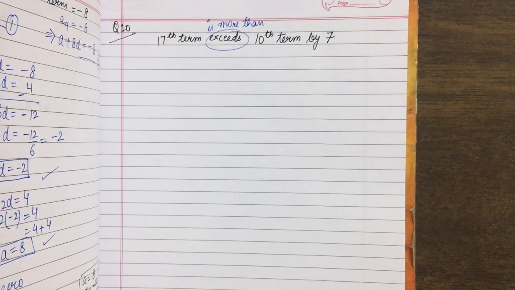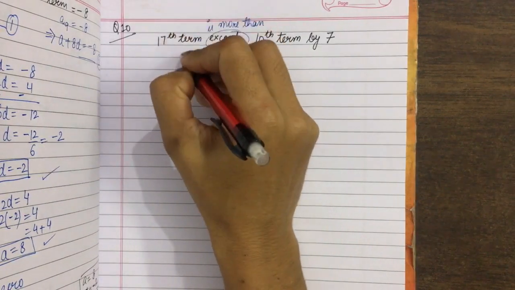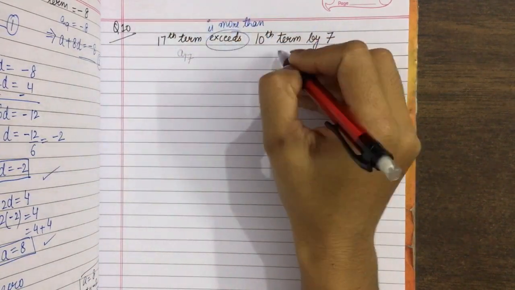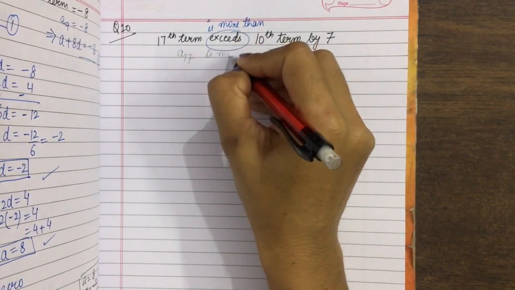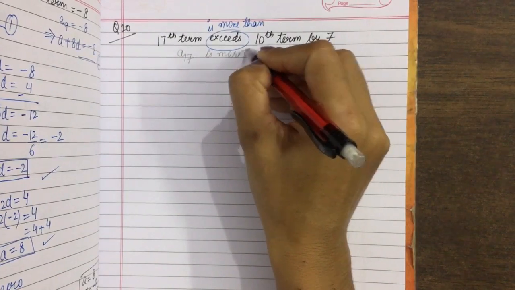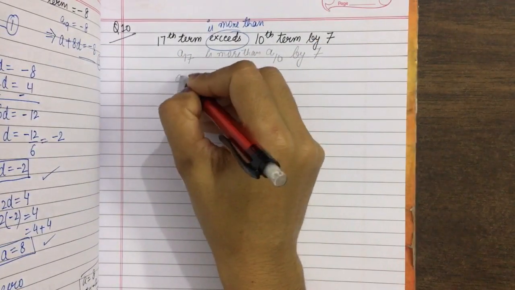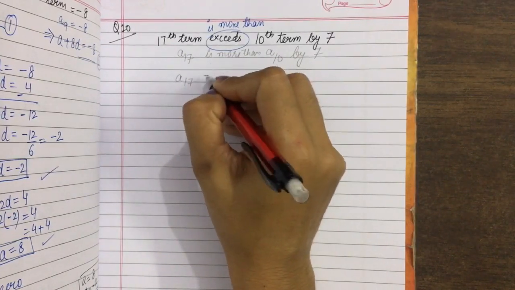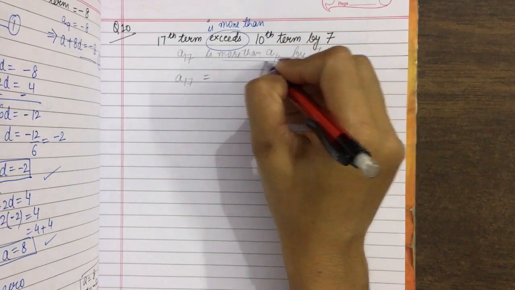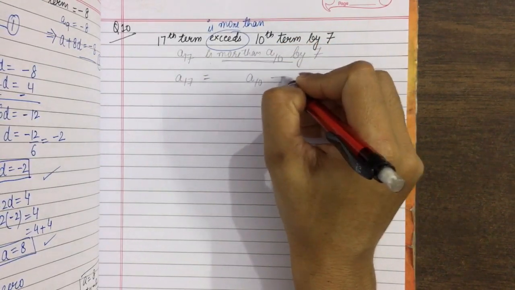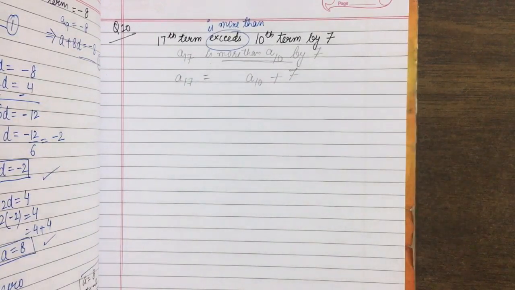Let's first put the terms in their forms of general representation. 17th term can be written as A17 and the 10th term can be written as A10. So this means A17 is more than or bigger than A10 by 7. So A17 will be written as equals to more than A10. So it will be A10 plus something, and that something is 7.